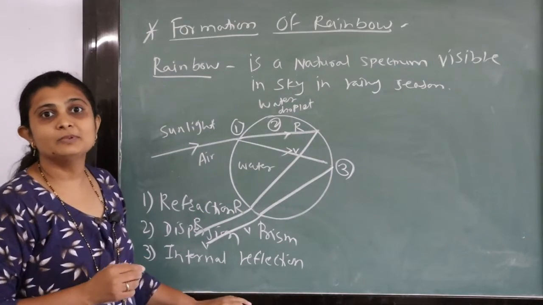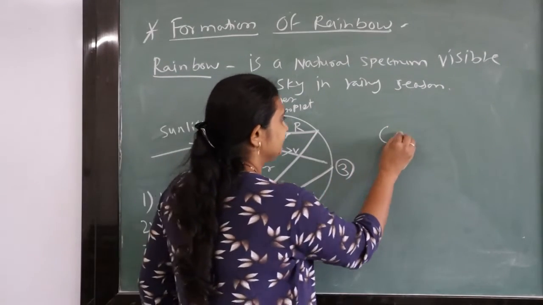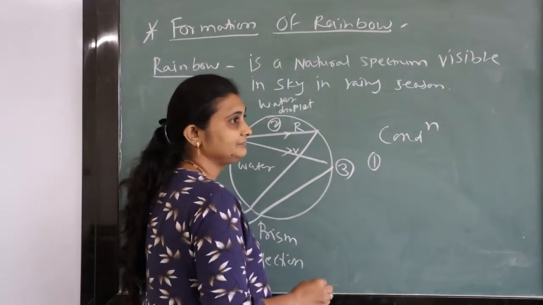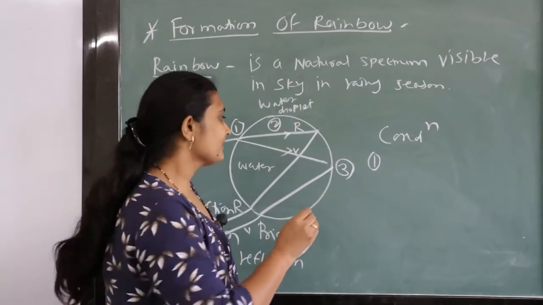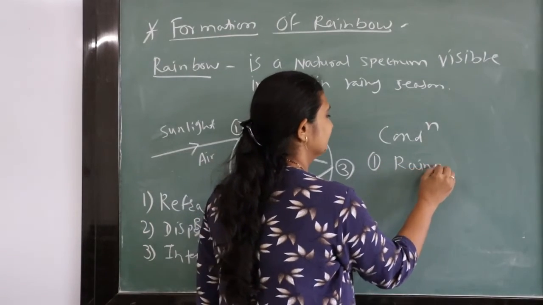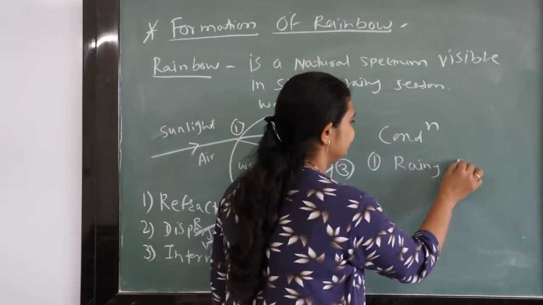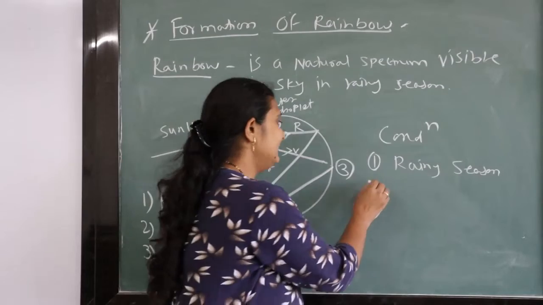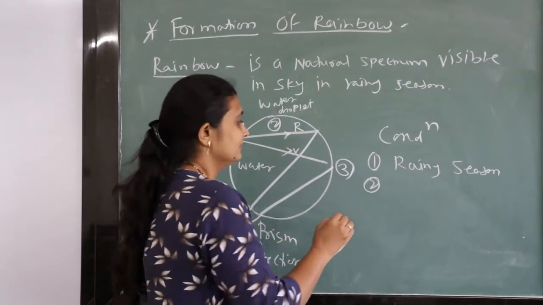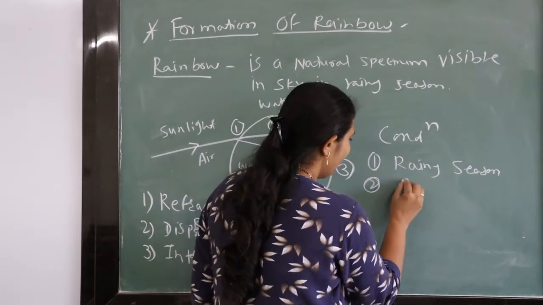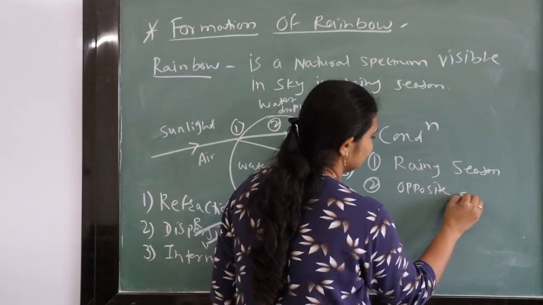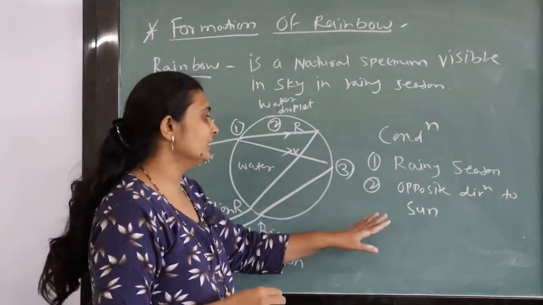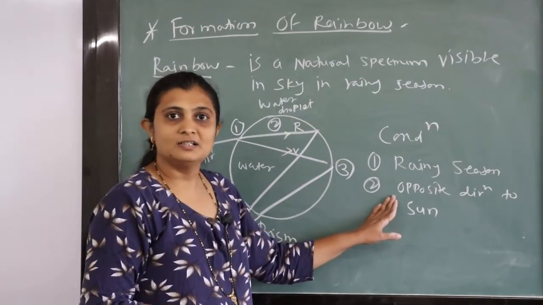Now the conditions to form the rainbow are 2 conditions. First, a rainbow is formed always in rainy season or after a rain shower. In summer we don't see the rainbow. And second one, a rainbow forms in the opposite direction to the sun. It always forms opposite to the direction of the sun.